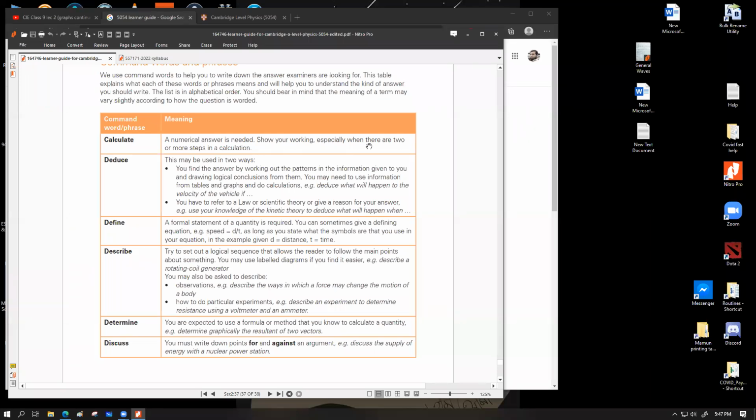Determine means you are expected to use a formula or method that you know to calculate a quantity. Example, determine graphically the resultant of two vectors. It means that determine would be used in most cases where you will either be required to use a formula or you'd have to undergo some drawing. That might be some graph drawing, that might be some vector diagram drawing. By either of these processes, you'd have to calculate some number. Calculate exclusively means formula based. Determine means a much bigger, broader version. This could be actual calculation, this could be drawing, this could be a graph.